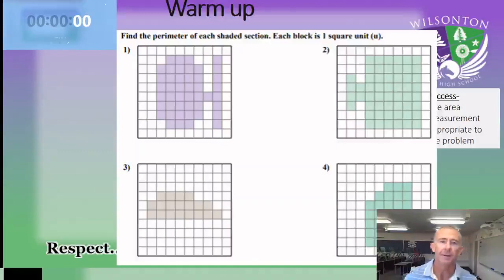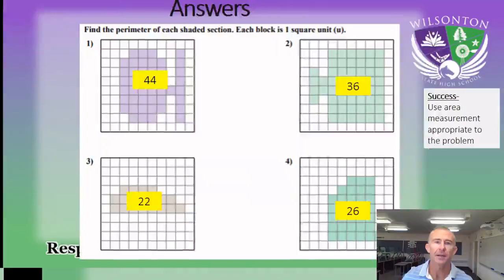Okay, all done. How'd we go? Hopefully Yoda didn't disrupt your attention there. He's there just as a training tool for you to train your focus so you don't get disrupted. Okay, got the answers there. So 44 centimetres for the first one, 36 for the second one, 22 centimetres for the third, and 26 centimetres for the fourth shape. So hope you got those right. If you didn't, just go back and check your count.